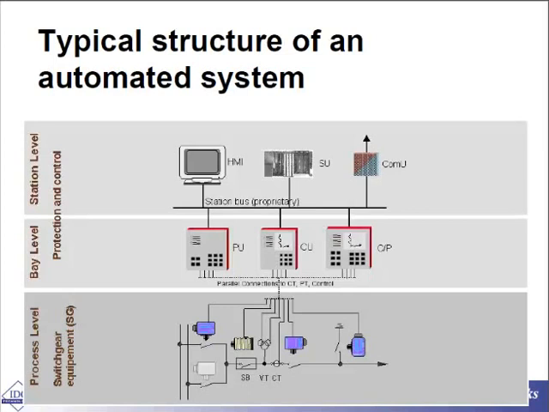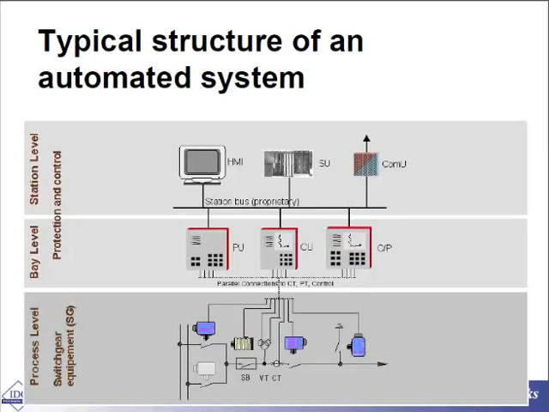Then, when it comes to bay level and station level, that is the time for you to think about protection and control. As you can see here, it is pretty similar to a power network where you have different buses: 132 kV bus, 66 kV bus, 33 kV bus, 11 kV bus. It is very similar in here. You have a number of buses, but you have a station bus, a data bus, and a comms bus.